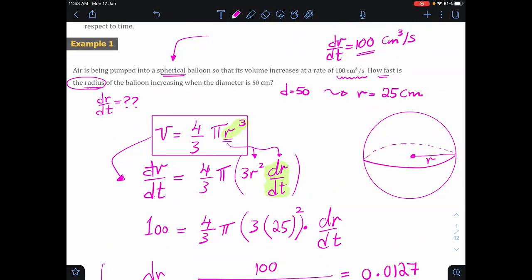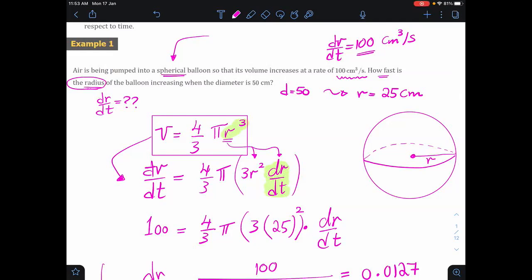Okay, the rate of the volume was 100. So in this kind of question, I give you one rate to find another rate with respect to time. The rate of volume with time is given, and I ask about the rate of the radius. So what's the relation between V and r? Volume of a sphere is 4 over 3 pi r cubed.